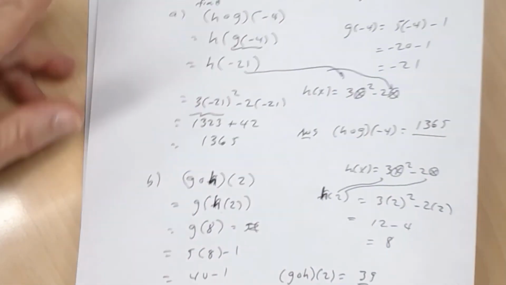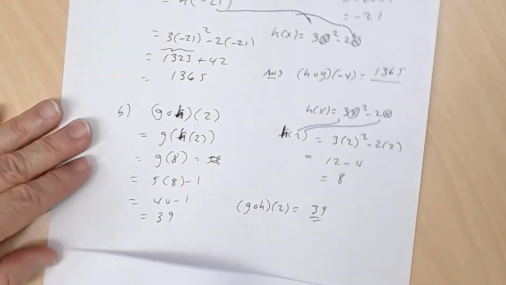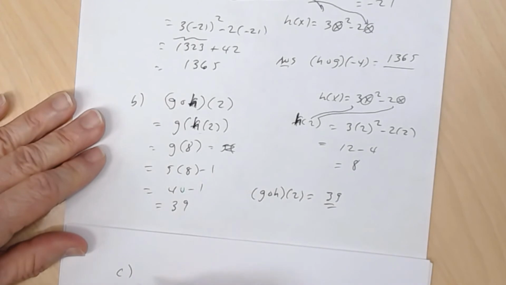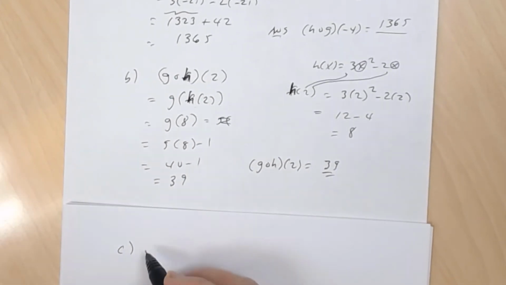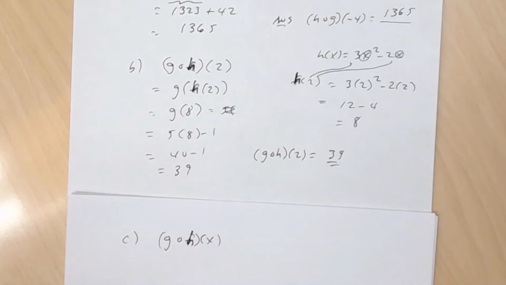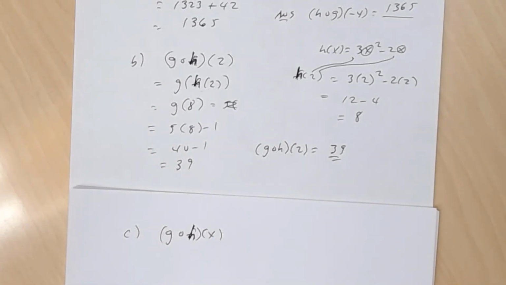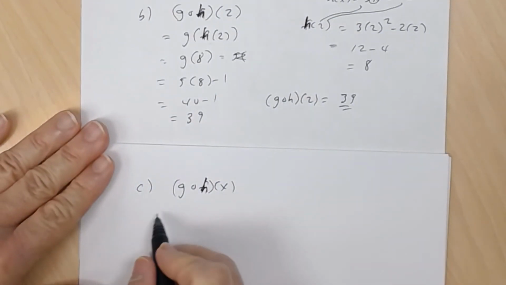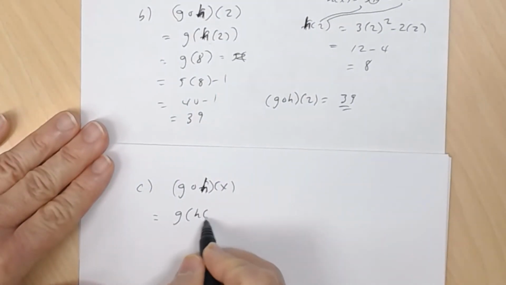All right, what about C? Suppose in C you want to find G composed with H at x. Well, by definition, that means G of H of x.